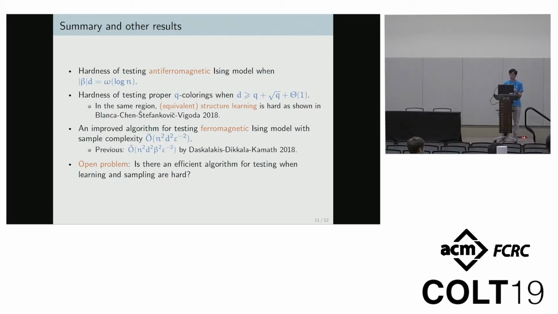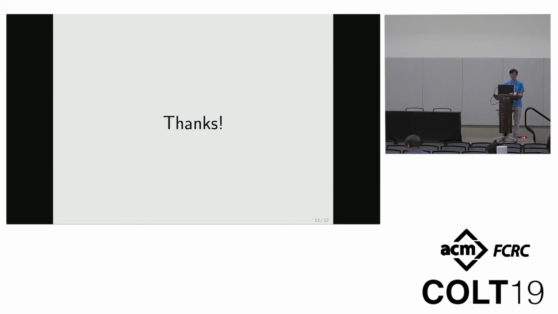To summarize, we show hardness of testing antiferromagnetic Ising when beta d is omega of log n. We also show some hardness results for testing colorings, where we get random colorings from a hidden graph, and we show that the testing problem is hard in the same region of parameters where the corresponding learning problem is hard. For testing ferromagnetic Ising, we give a better algorithm with sample complexity independent of the parameter beta. The open problem is: can we find an efficient algorithm in the region of parameters, or for any graphical model, where learning and sampling are hard? That's all. Thank you.